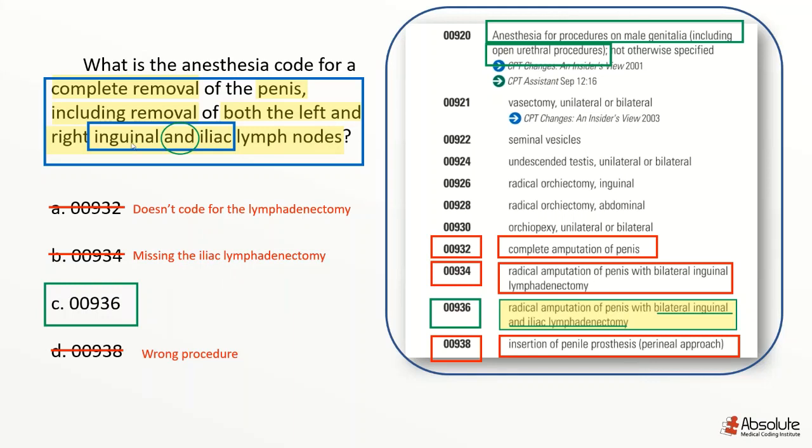It was only coding for the inguinal, okay, as you see here. When we move down here, this indeed was coding for the amputation of the penis with both of the iliac and the inguinal lymphadenectomies, and this one was for the insertion of a penile prosthesis. That's the wrong procedure. This is how we land there for the correct code.